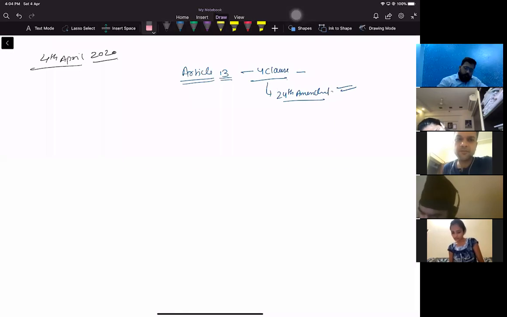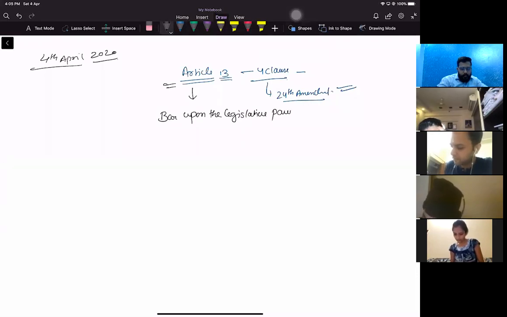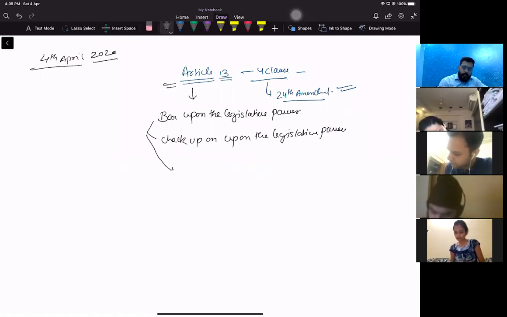Article 13, the marginal heading. The marginal heading of Article 13 is: law inconsistent with or in derogation to the fundamental rights. Basically, Article 13 is a bar upon the legislative power, or I can say it's a check upon the legislative power, or I can say it is a guiding principle for the legislature.